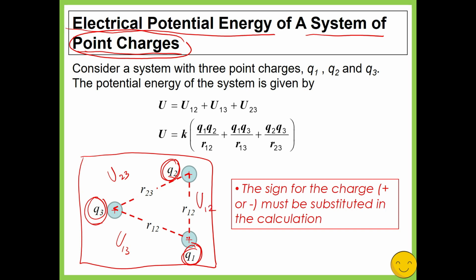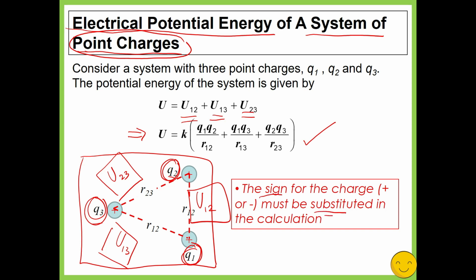So for this system, we have three electric potential energies, and we add up all the terms. This is how we calculate the electric potential energy for a system of charges. And again, the sign of charge must be substituted in the calculation.